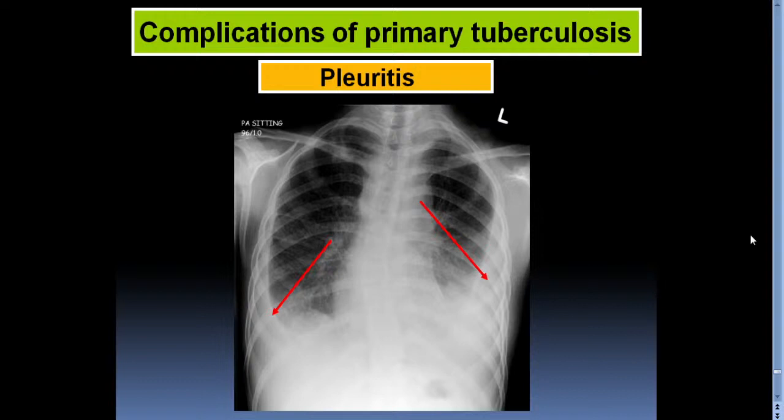Pleuritis can form as a result of primary TB and can affect the pleura. On this X-ray, we can see exudative pleuritis of both sides, affection of both sides, with pleural fluid on both sides, more on the left side, less on the right side.